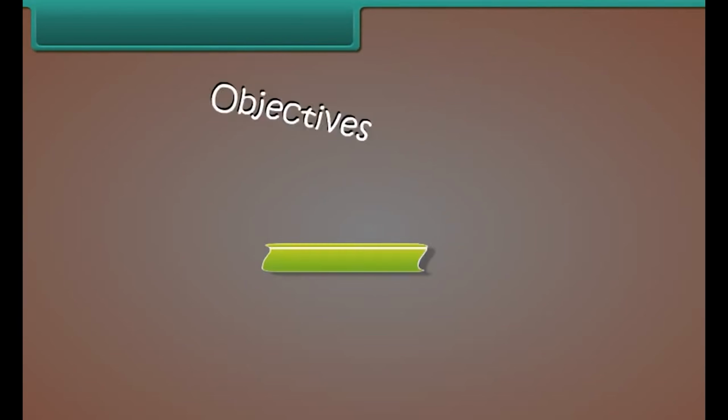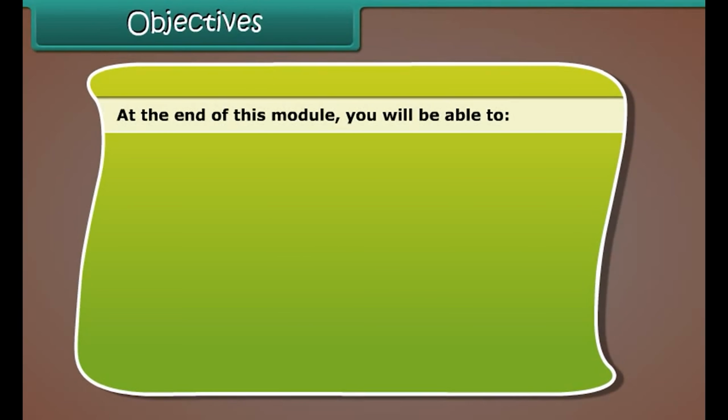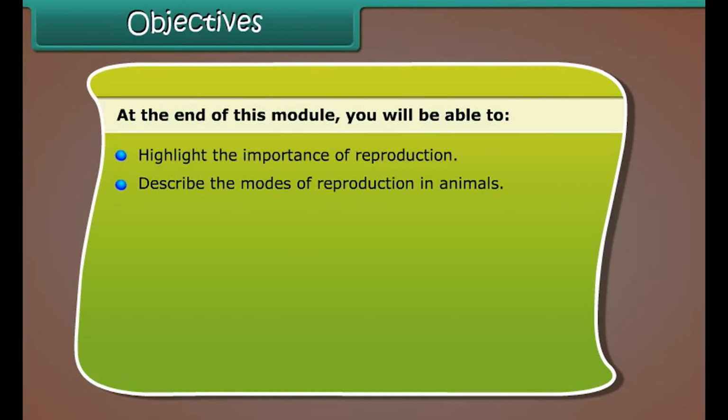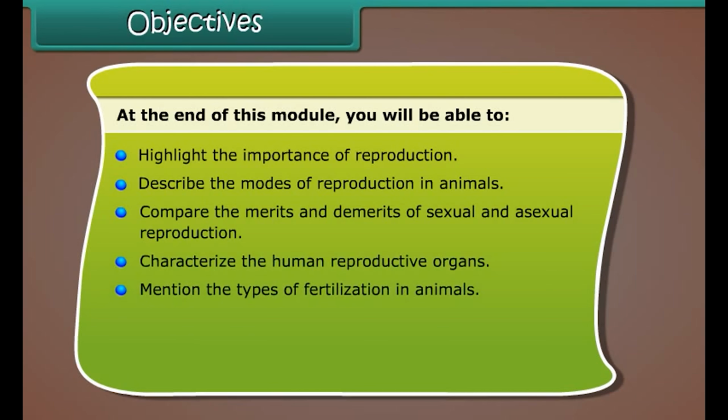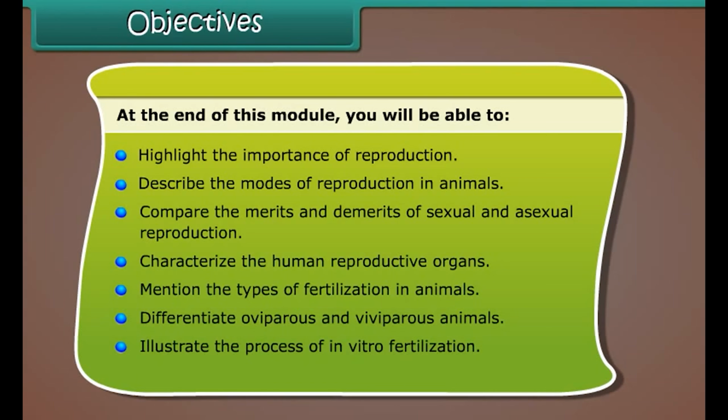Objectives. At the end of this lesson, you'll be able to highlight the importance of reproduction, describe the modes of reproduction in animals, compare the merits and demerits of sexual and asexual reproduction, characterize the human reproductive organs, mention the types of fertilization in animals, differentiate oviparous and viviparous animals, illustrate the process of in vitro fertilization, explain the phenomenon of cloning. Human reproductive system.